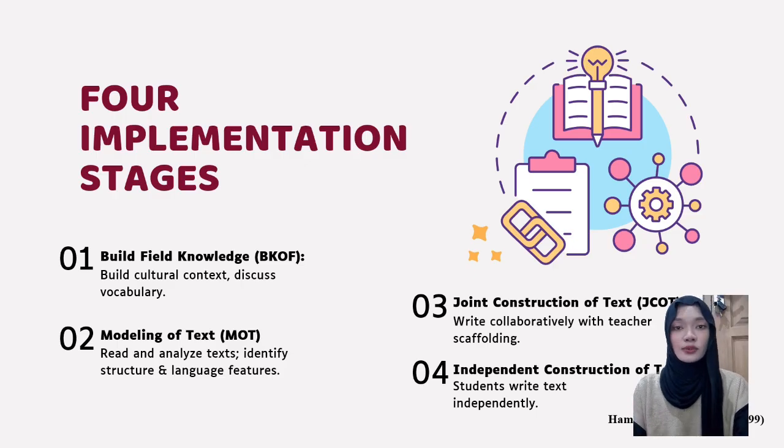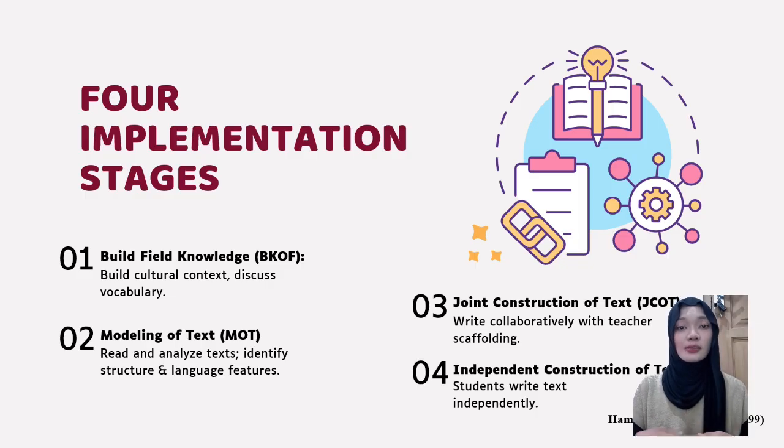Students read various texts with the same communicative purpose, get to know the socio-linguistic features of the text, understand the social function of the text, analyze the semantic structure of the text, and also receive feedback from the teacher. And the third is joint construction of text, or JCOT. Students write and deconstruct the text through teacher-student and student-student interaction, consolidate their understanding of the text's semantic structure, and strengthen their field knowledge of language patterns.